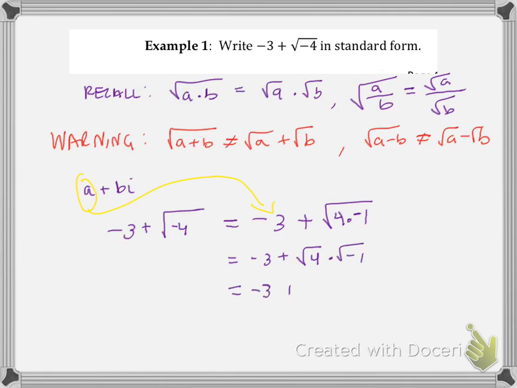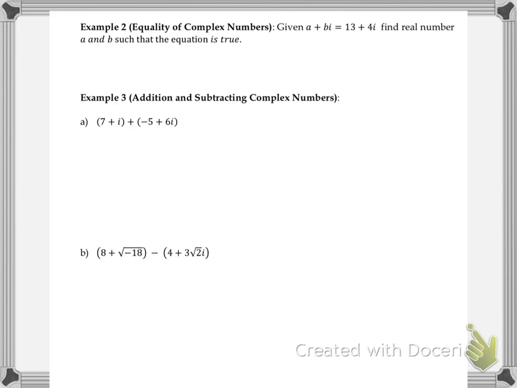And that tells us then square root of 4 is just 2, right? And square root of negative 1 from the first page is now i. We know that to be i. So now we have placed this in standard form. Okay, let's move on.